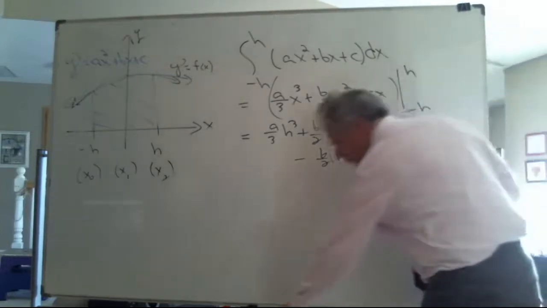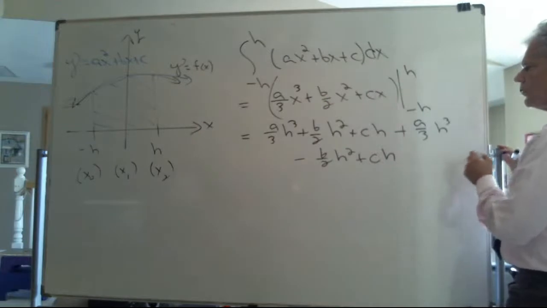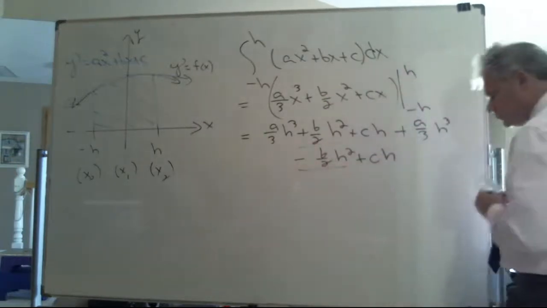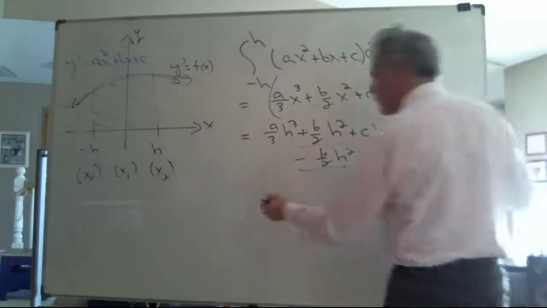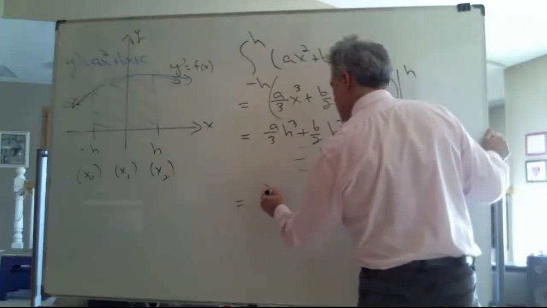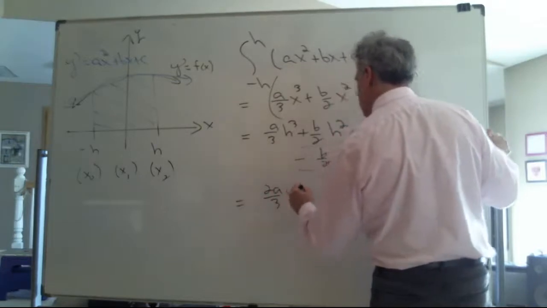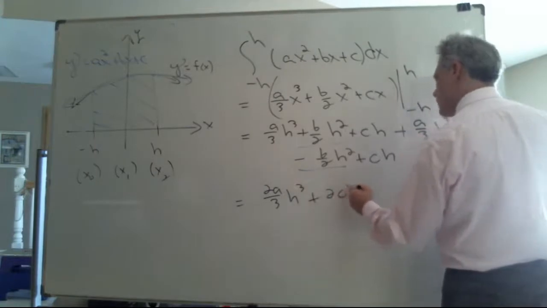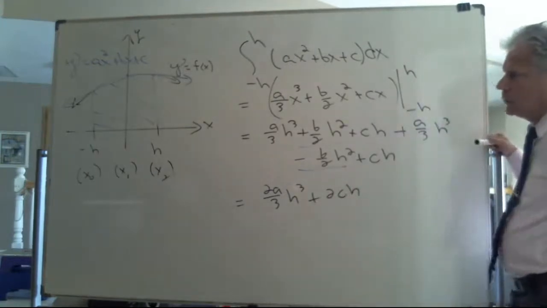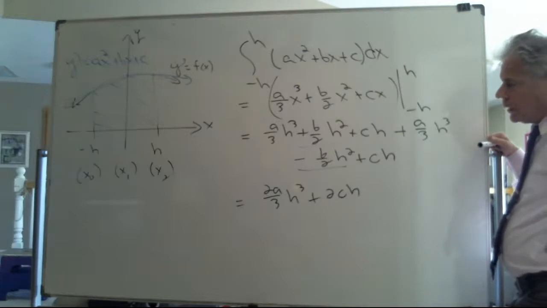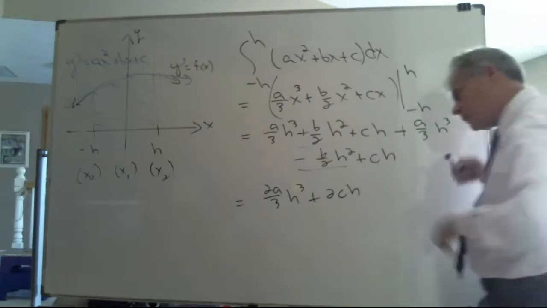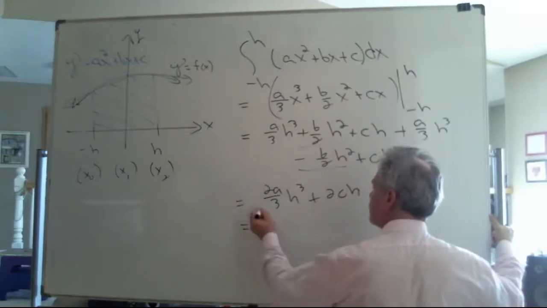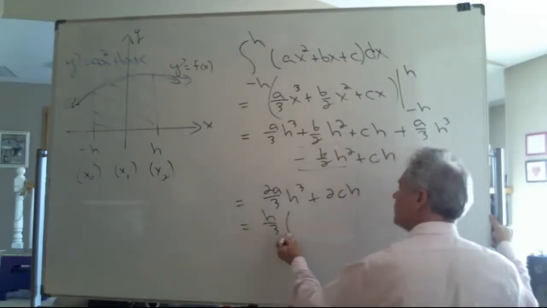Now, clearly, these two terms, here and here, cancel. And I think that's going to leave me with this. And if you allow me to pull out a factor of dh over 3, here's what's left over.